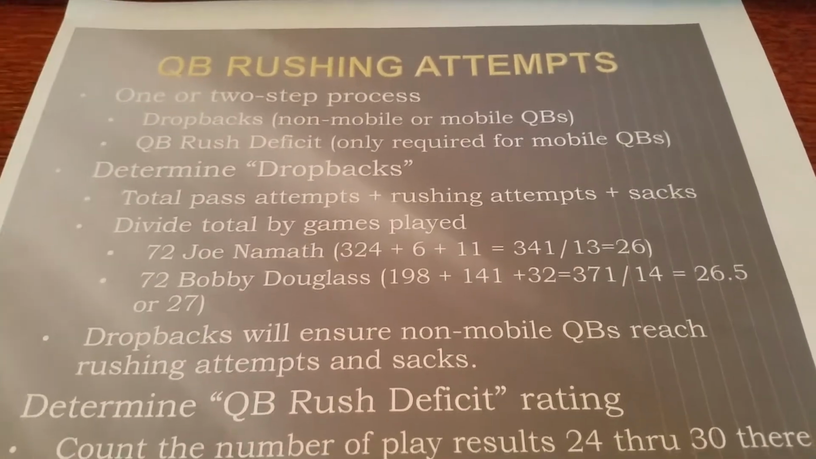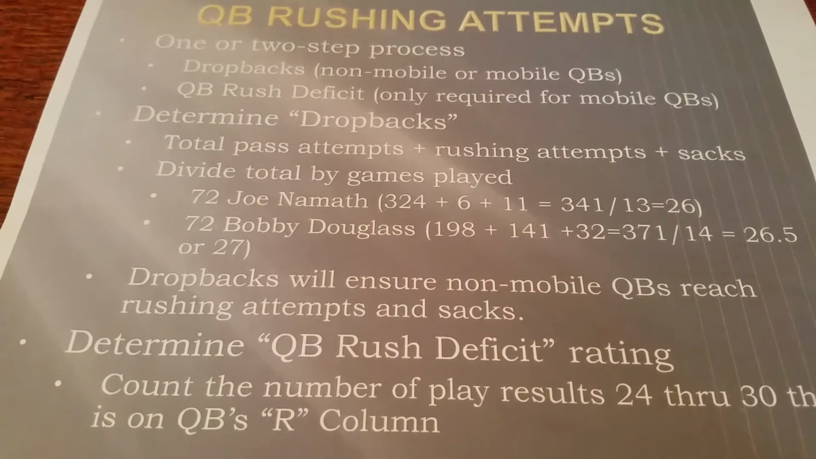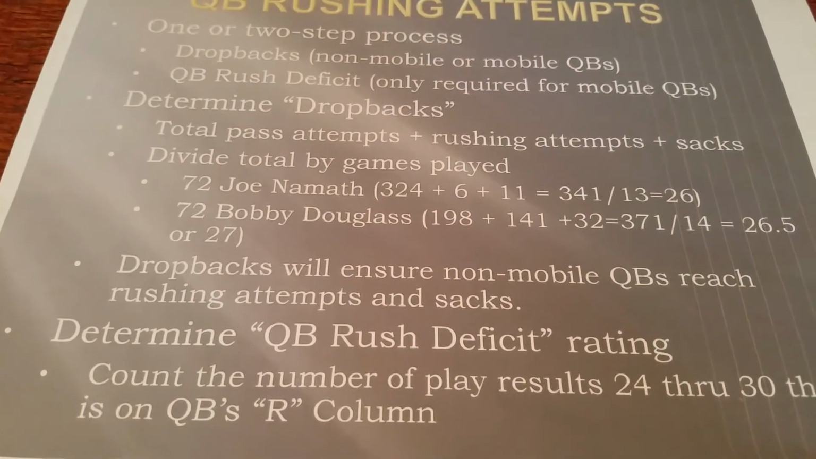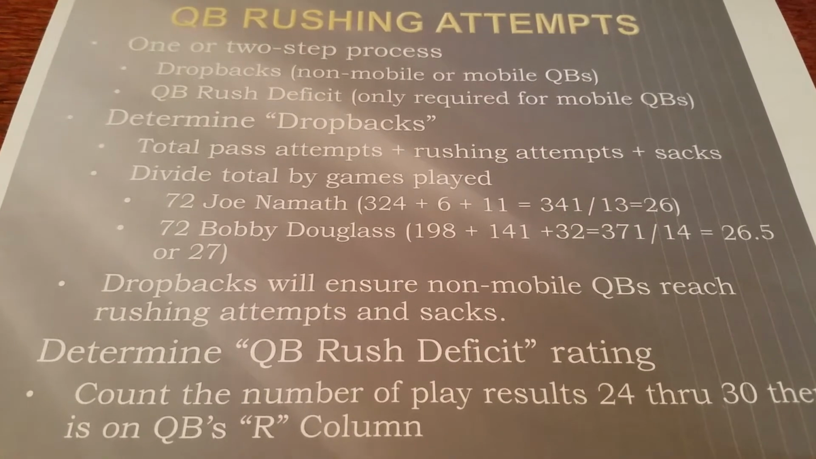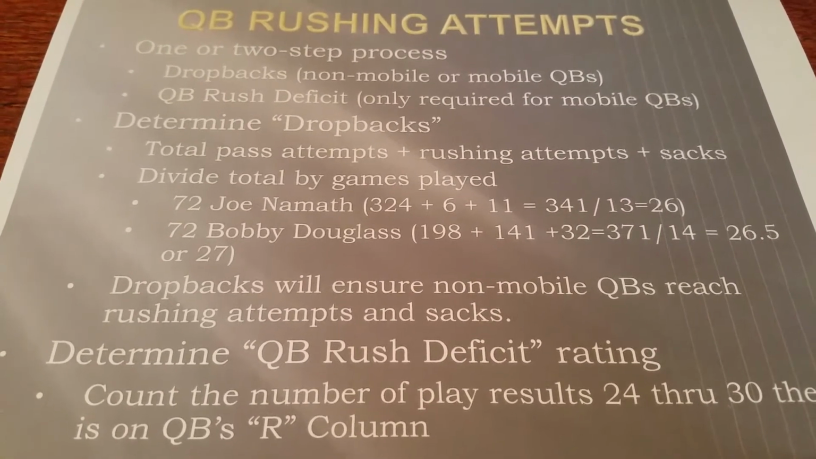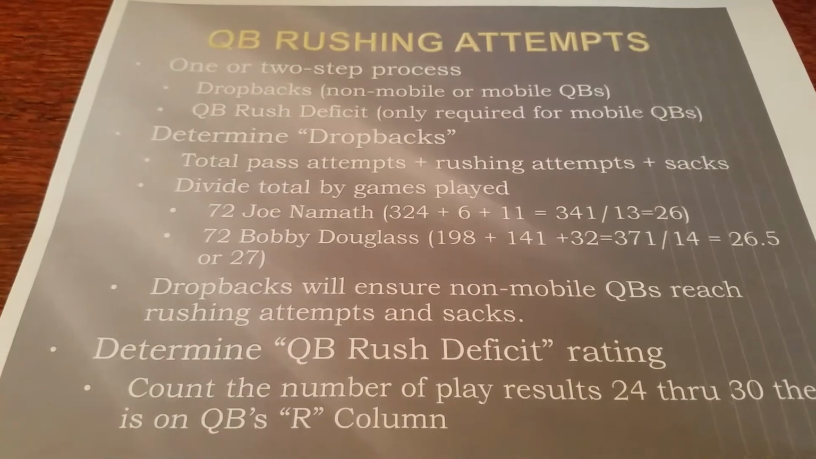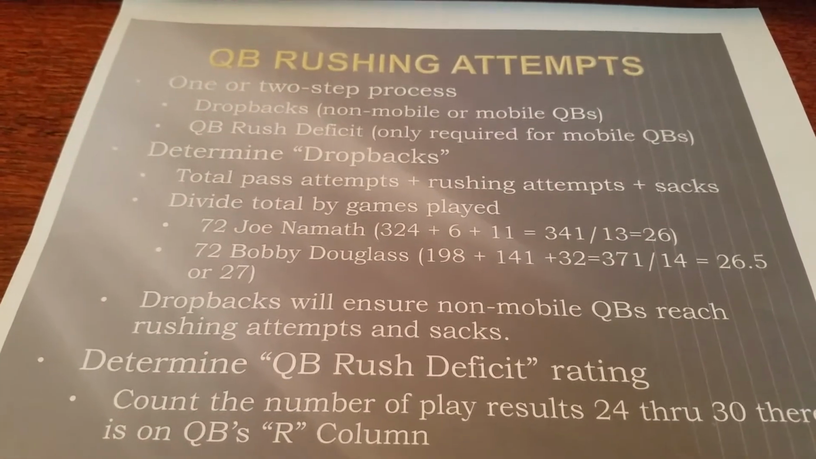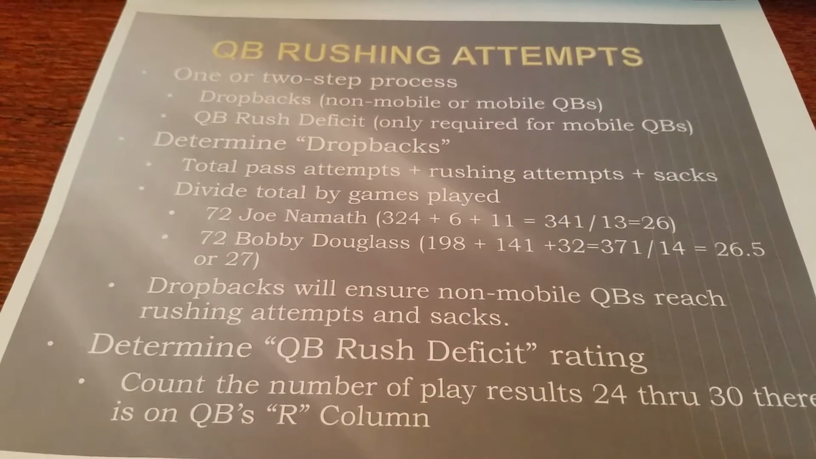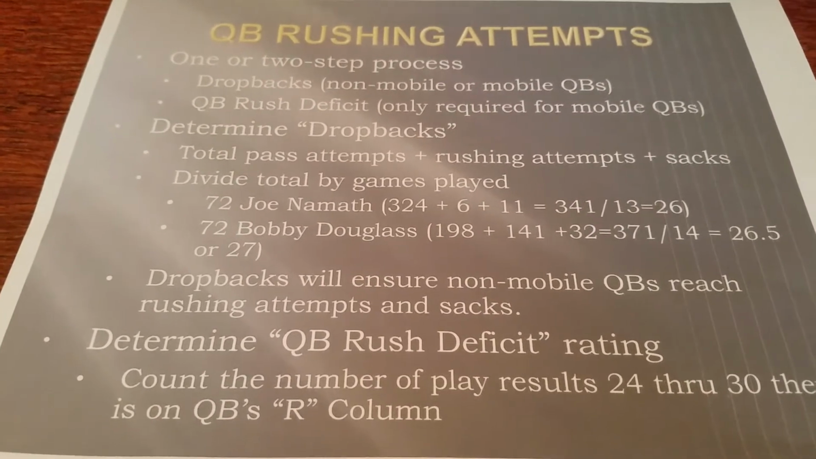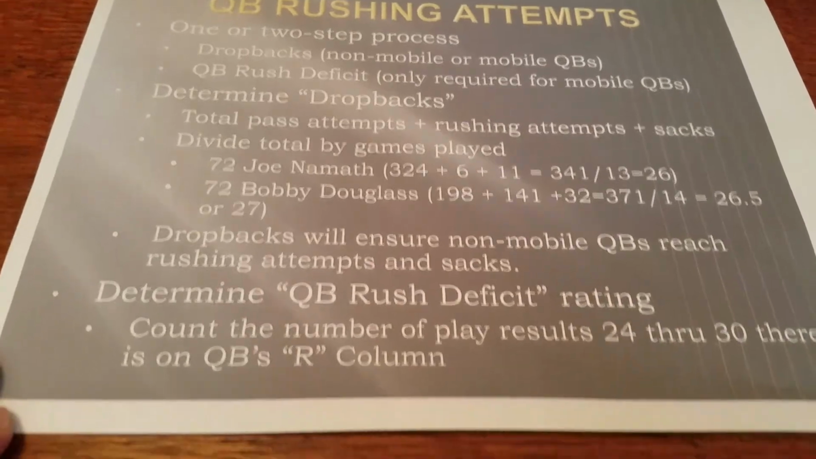Okay, for a quarterback like Namath, or like the non-mobile statue type quarterback, the dropbacks will be fine to get him what he needs. But for Bobby, there's no way that he would be able to reach 141 rushing attempts just with the dropbacks. So you have to do an additional step. So that's when the QB rush deficit rating comes in.